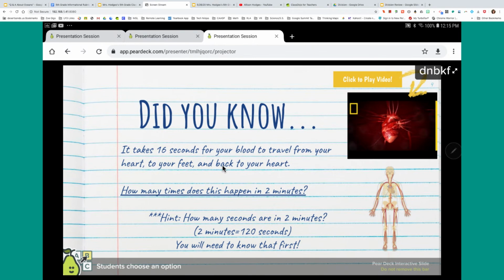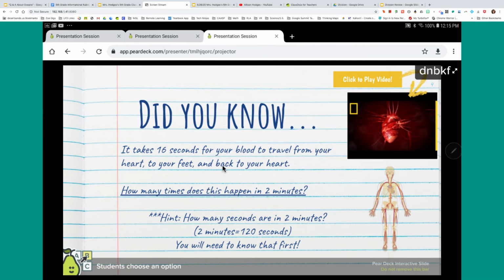So did you know that it takes 16 seconds for your blood to travel from your heart down to your feet and back to your heart again? 16 seconds. So if you think about that, I'm trying to decide, how many times does that happen in 2 minutes? How many times is my blood traveling down and up, down and up, down and up in 2 minutes?